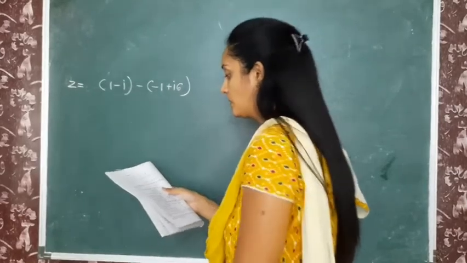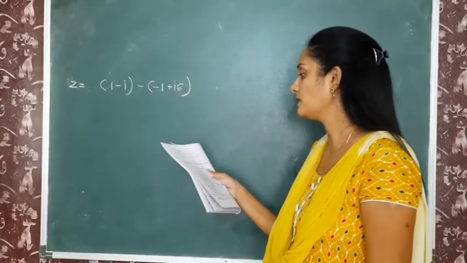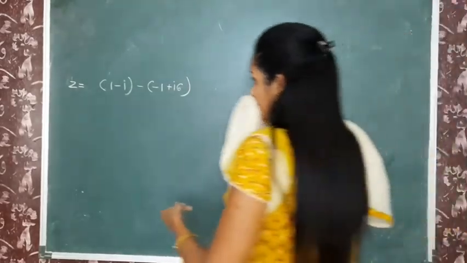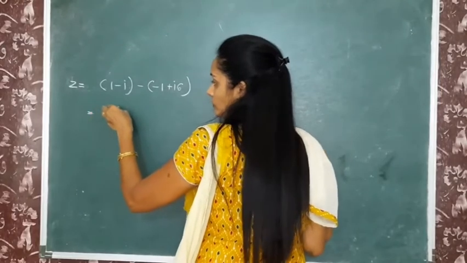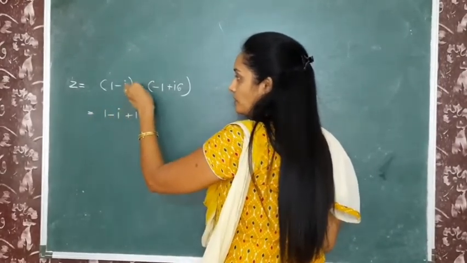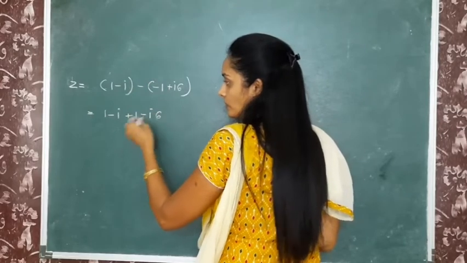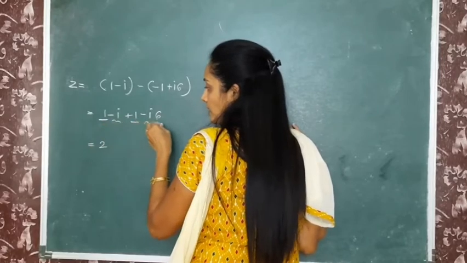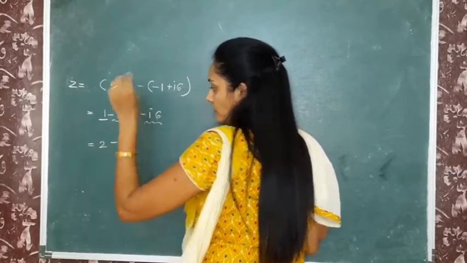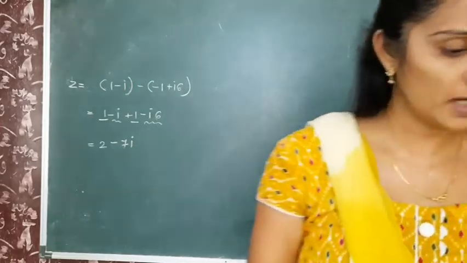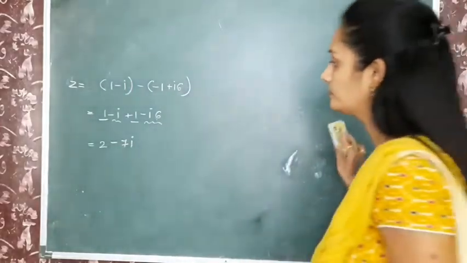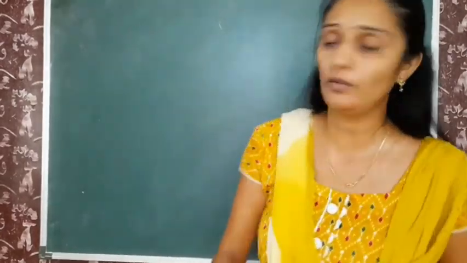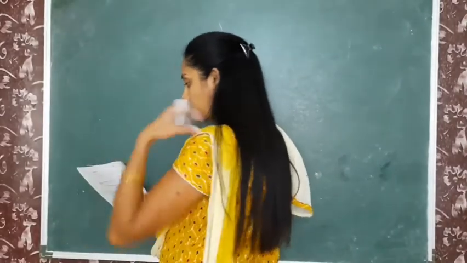z is equal to 1 minus i minus, plus 6i. First we open the bracket. Minus minus plus 1, plus minus minus. So here plus 1, so 2, minus i minus 6i, so minus 7i. Okay, this is the a plus ib form. If i is in the denominator, then we have to take the conjugate. We will have such sums later also.